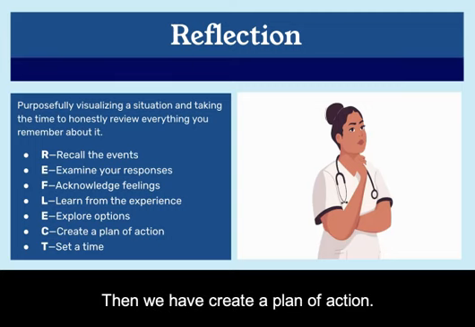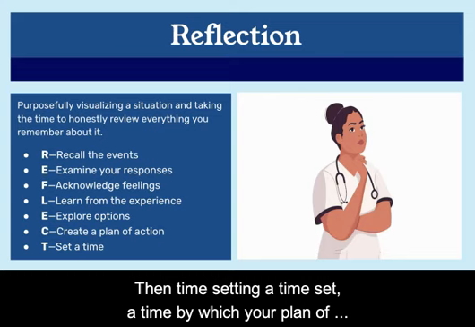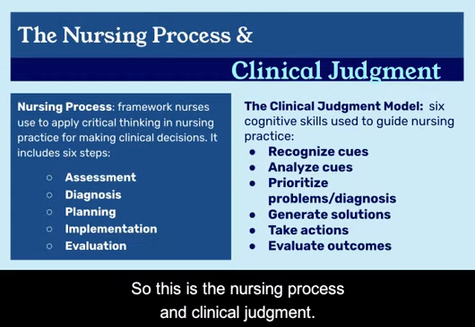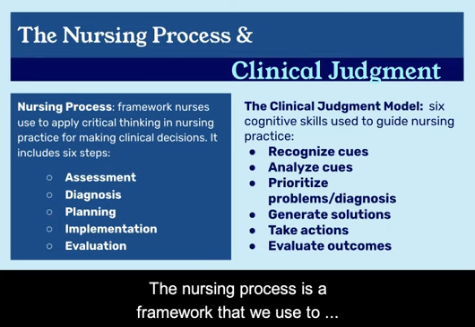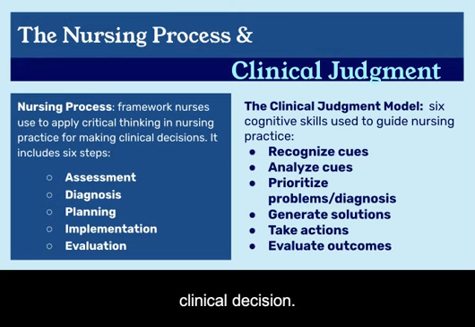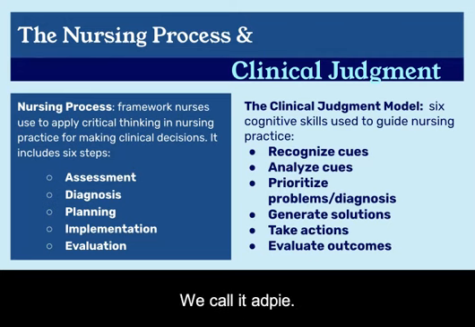So when you're faced with this again, being able to know what's going on, what could be happening. Then we have create a plan of action. Create a plan for how to act in a future similar situation. Then time, setting a time. Set a time by which your plan of action will be completed. So this is the nursing process and clinical judgment. The nursing process is a framework that we use to apply critical thinking in nursing practice for making clinical decisions. It has 5 steps: assessment, diagnosis, planning, implementation, and evaluation. We call it ADPIE, ADPIE.